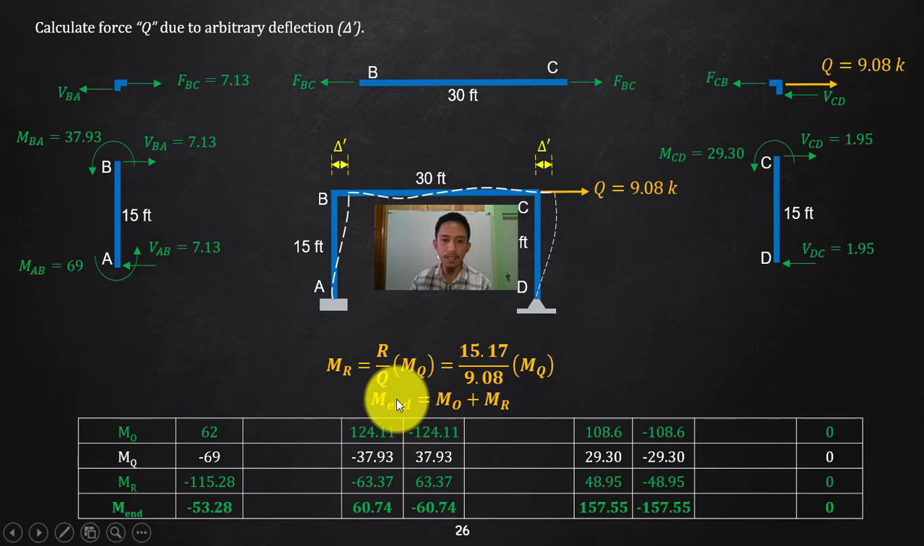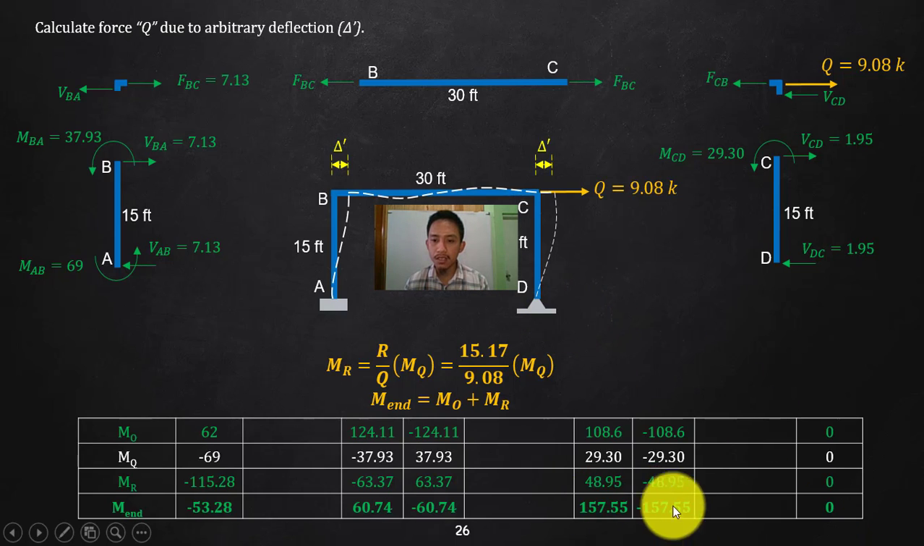Then again, what is the actual end moment due to the external loading together with the sidesway? It is now just adding your M sub O and M sub R. So M sub O, this green here, and the M sub R, that green there. If I summate that, we will end up with negative 53.28 for joint A. This is joint A, by the way. I forgot to put that, but that is joint A. Negative 53.28, and then that is joint B, that is joint C, and then this is joint D. So again, you need to check that. Going to your actual scenario, joint D should be 0 since that is a pin.